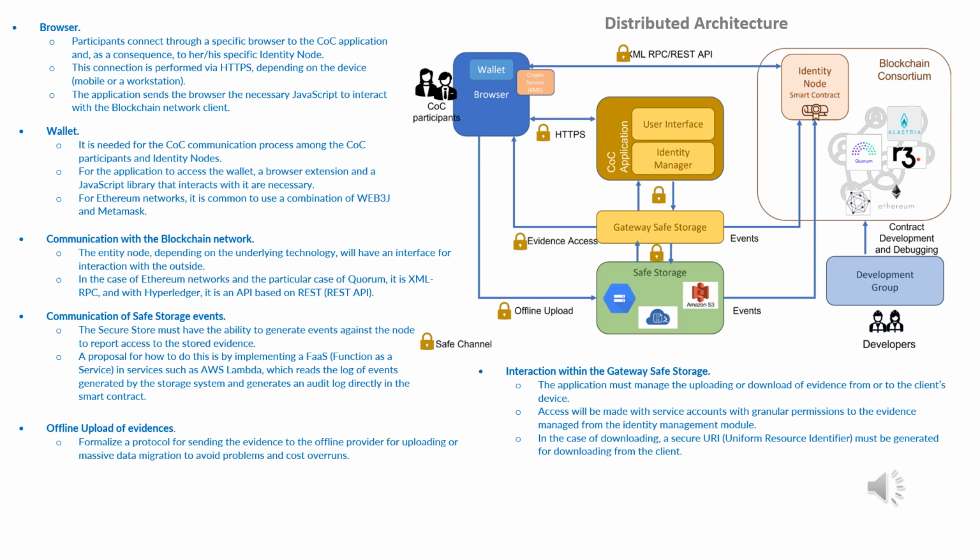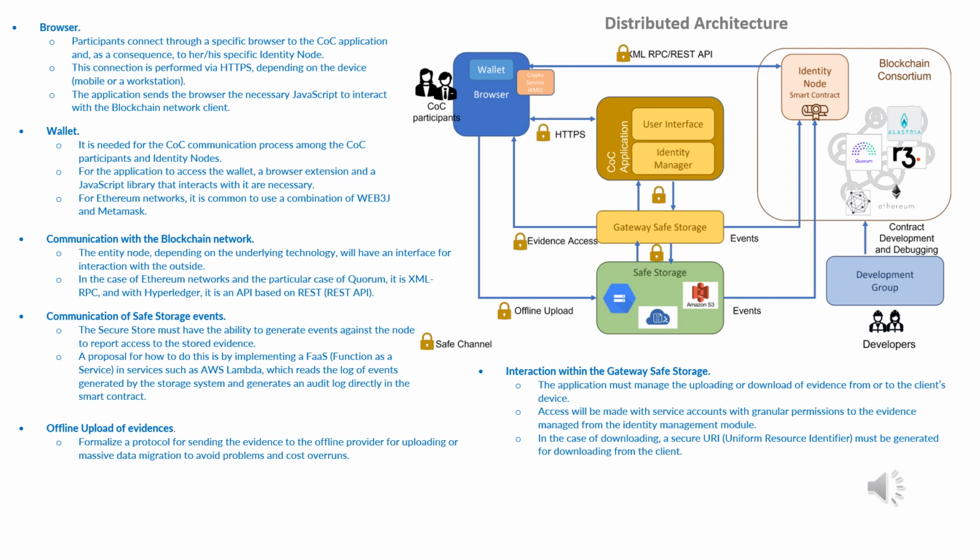So because you'll be having offline, you're uploading evidence during the acquisition, the process, chain of custody process model. So offline upload of evidence, this is formalize the protocol for sending the evidence to the offline provider for uploading of massive data migration to avoid problems with cost and scalability as well, because some of the evidence could be massive in size, especially when you're talking about hard drive images and whatnot.